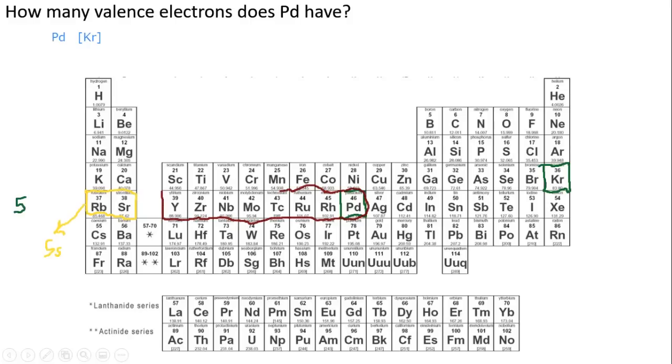And we have a total of 8 in the 4d. Again, it's 4d because it's the row minus 1. And so there are 8 4d electrons. You count 1, 2, 3, 4, 5, 6, 7, 8. The electron configuration would be 5s2 4d8. So again, the number of valence electrons is the sum of the last filled s and d orbitals. So valence electrons would equal 10.